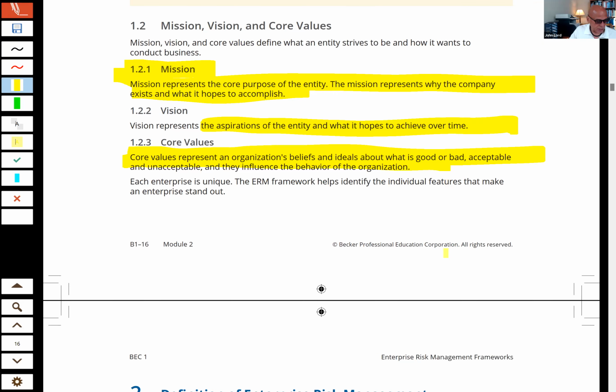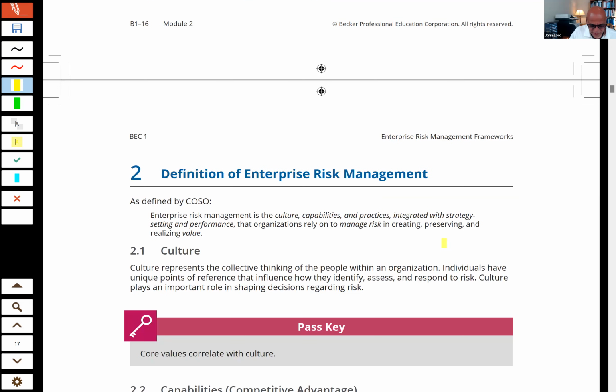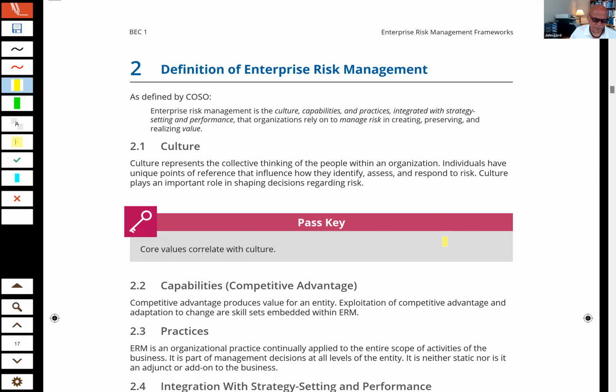Okay. Now we continue on, and they kind of call out definitions, and we're continuing with definitions. All of this is definition. And so culture represents the collective thinking of people within the organization. Okay. Capabilities or competitive advantage produce value for the entity. What is our competitive advantage? What allows us to provide value better than others in the particular industry?